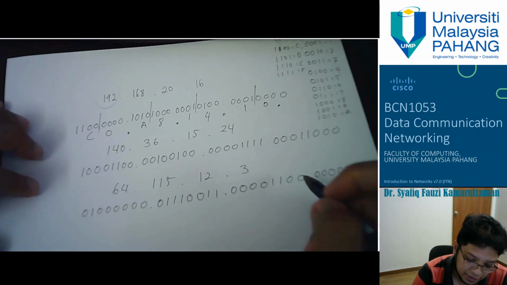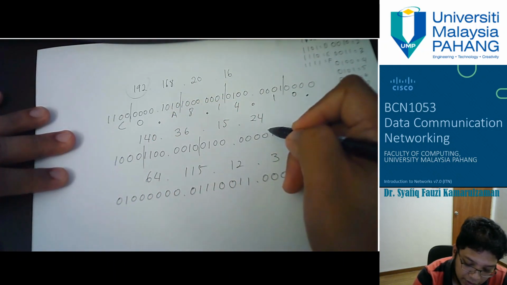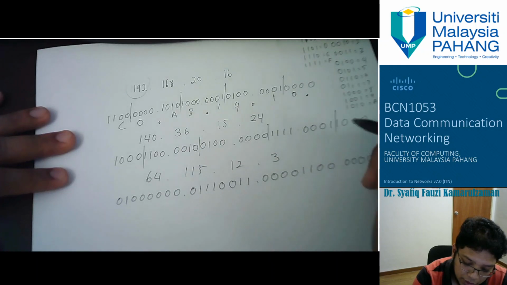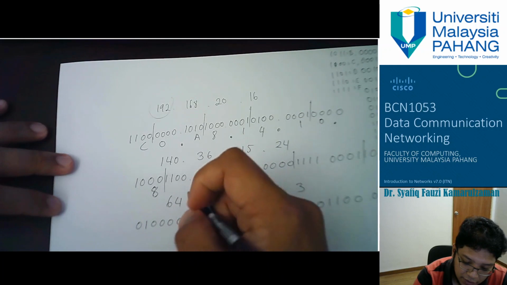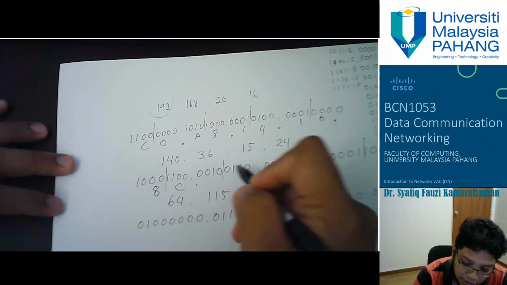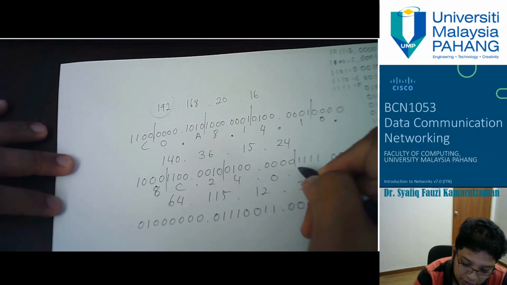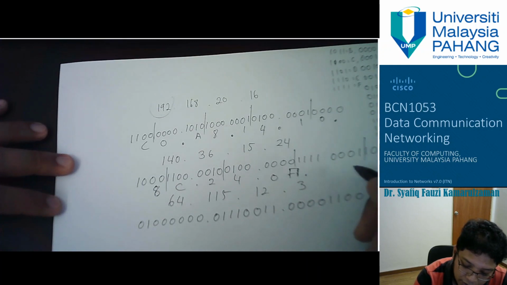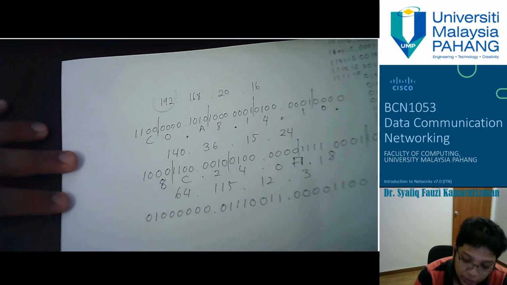So let's take a look at the second one. We separate them into 4 sets of binary. This one, 1000, is 8. This one is C. This one is 2. This one is 4. This one is 0. This one is F. Sorry, F. Then this one is 1. This one, 1000, is 8. So you'll get the number 8C, 24, 0F, and 18.